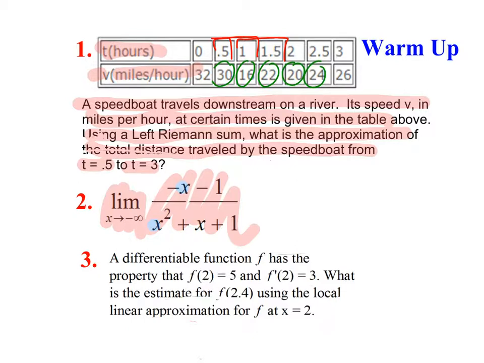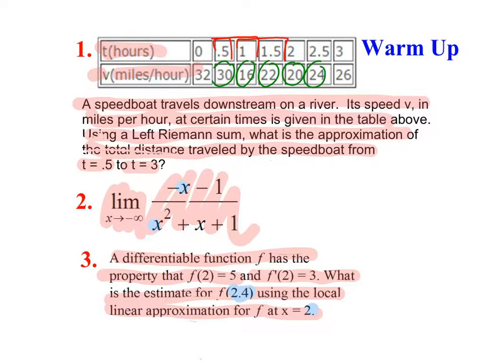And then for the last one, a differentiable function f has the property that when you plug in 2, you get 5, and then for the derivative, when you plug in 2, you get 3. What is the estimate for f(2.4) using the local linear approximation for f at x equals 2? At that point, what they're saying is, what is this when you center the approximation around this point?